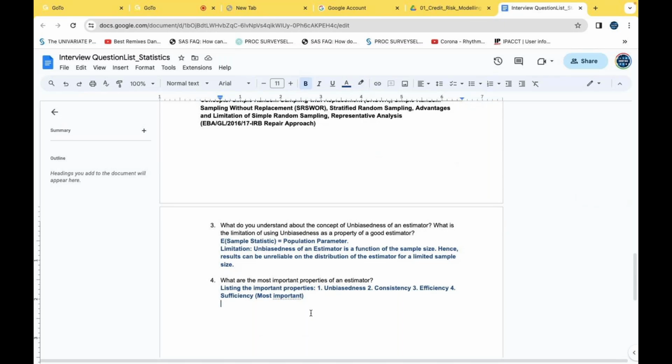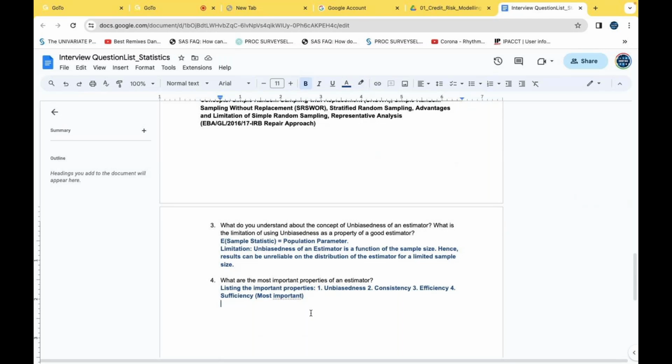hence it is sufficient. So if you test unbiasedness, X bar is unbiased. If you test consistency, X bar is consistent. If you test efficiency, X bar is efficient. That is, if you use any other functional form compared to X bar, the variance in the estimations will be much higher compared to that of X bar.